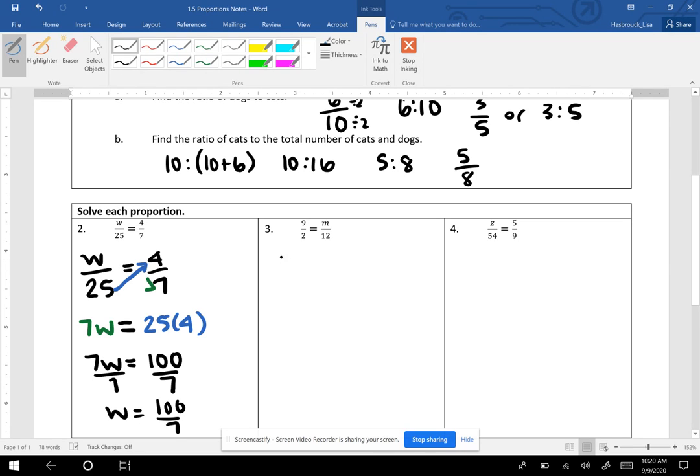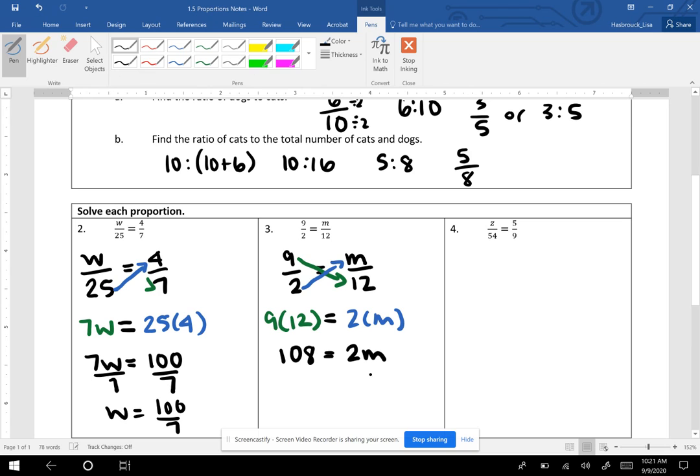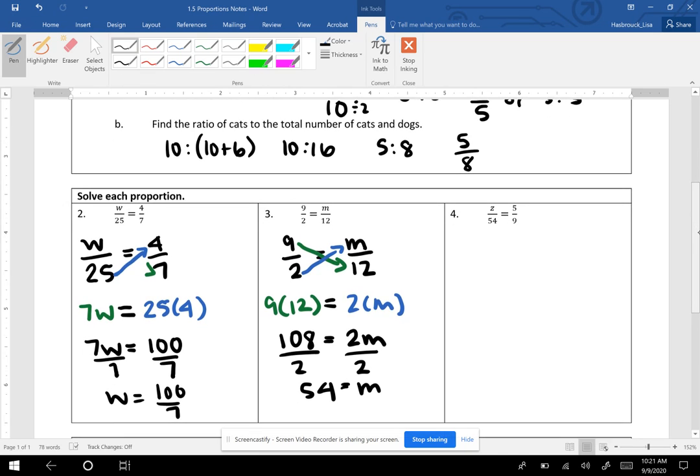For number 3, we'll go through the same process. We have 9 over 2 equals M over 12. It is important that you show your work and solve these equations as I am showing you. So we're going to do 9 times 12 and then make it equal to 2 times the M. 9 times 12 is 108. It's equal to 2M. And then divide both sides by 2 to get M equal to 54. So make sure you're showing all the steps that I am showing.